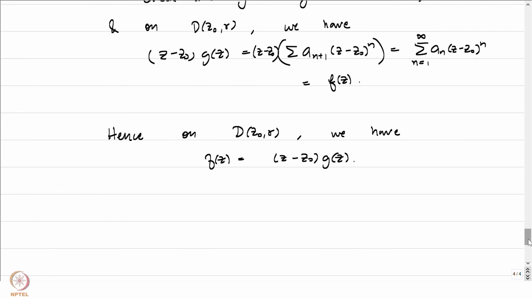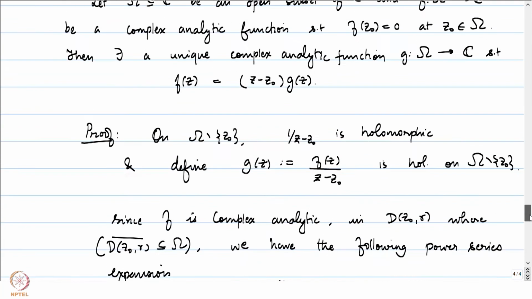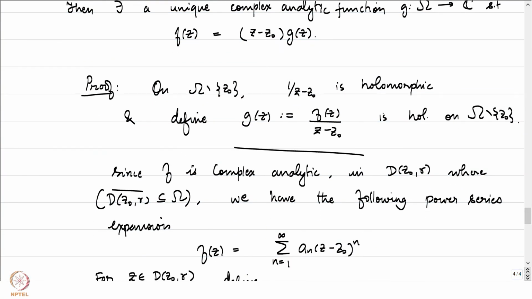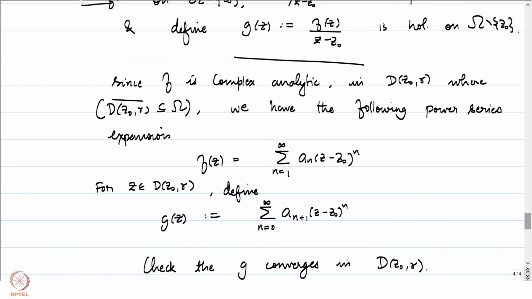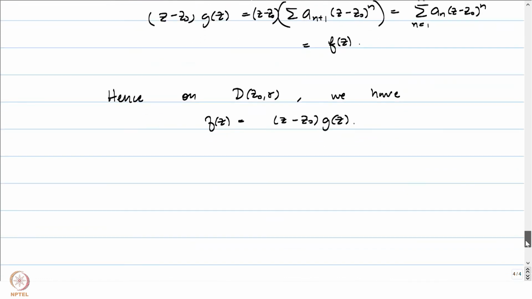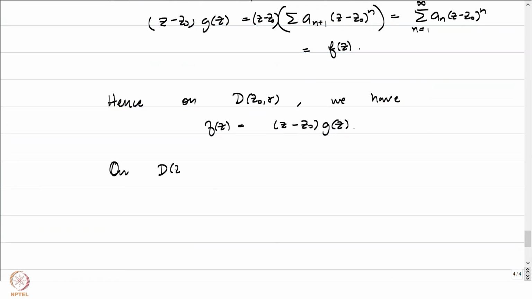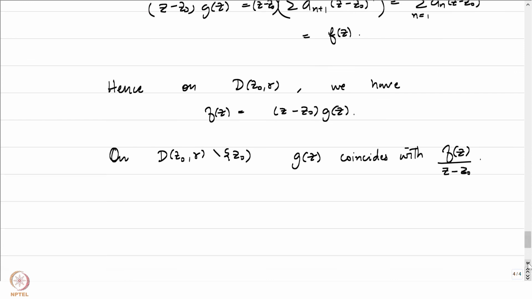Now interestingly, we already have g of z defined in the intersection of D(z0, r) minus z0 with omega. We know that this is equal to f of z by z minus z0, and one can sit down and check that on D(z0, r) minus the point z0, g of z coincides with f of z by z minus z0, by considering the fact that that's the disk of convergence of f.